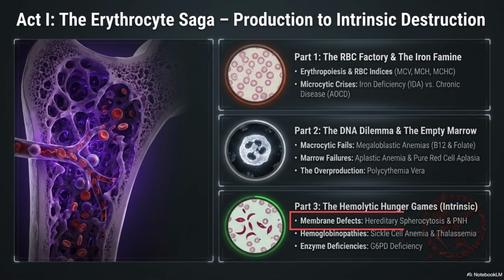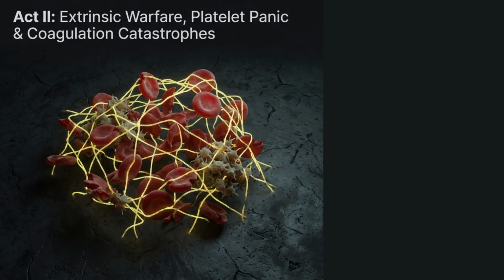Finally, part 3 introduces the hemolytic hunger games, specifically focusing on the intrinsic side. Here we will decode membrane defects like hereditary spherocytosis and PNH, hemoglobinopathies including sickle cell anemia and thalassemia, and enzyme deficiencies like G6PD deficiency.